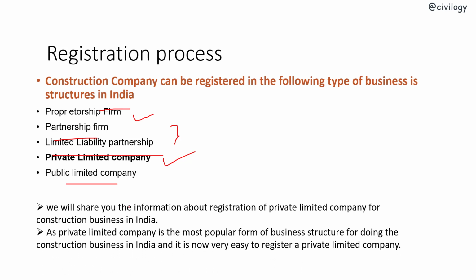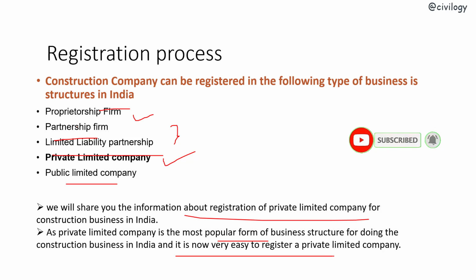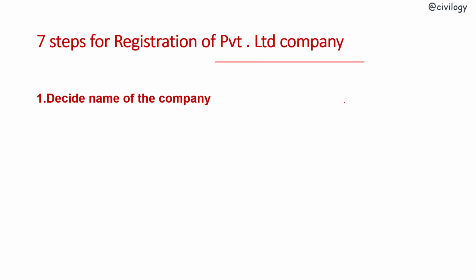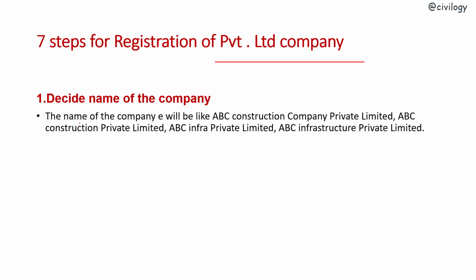We will share the information about registration of a private limited company for construction business in India, because a private limited company is the most popular form of business structure for doing construction business in India, and it is now very easy to register a private limited company. So, 7 steps for registration of a private limited company. First, decide a name of the company. The name will be like ABC Construction Company Private Limited, or ABC Construction Private Limited, ABC Infra Private Limited or ABC Infrastructure Private Limited, anything.